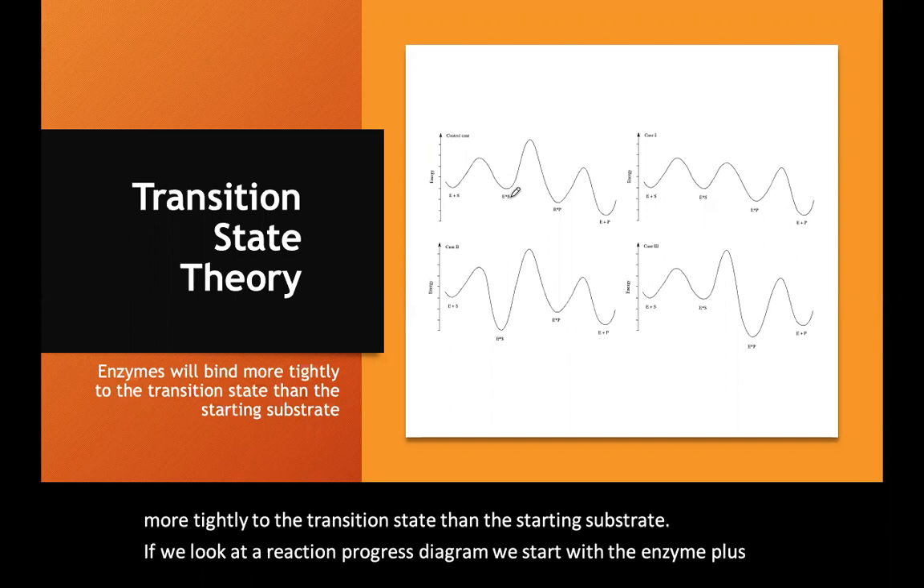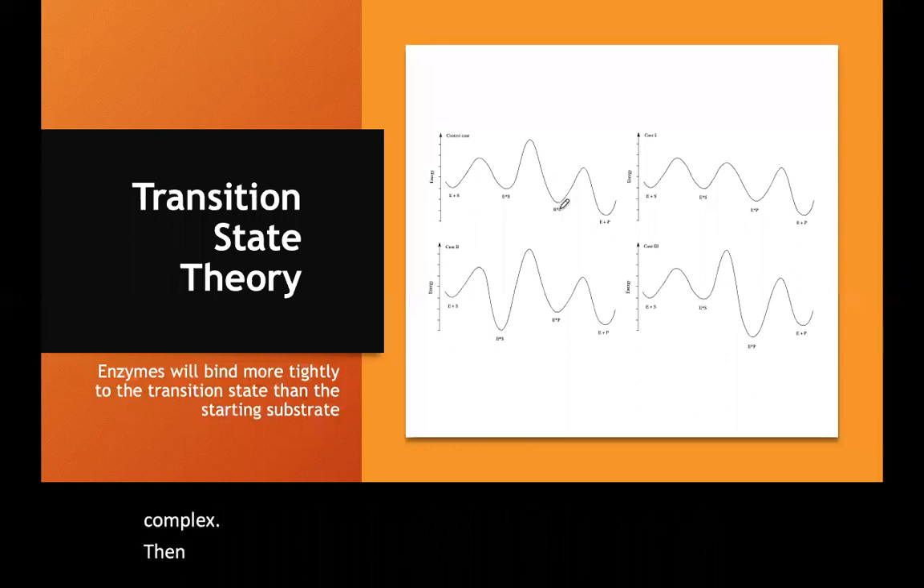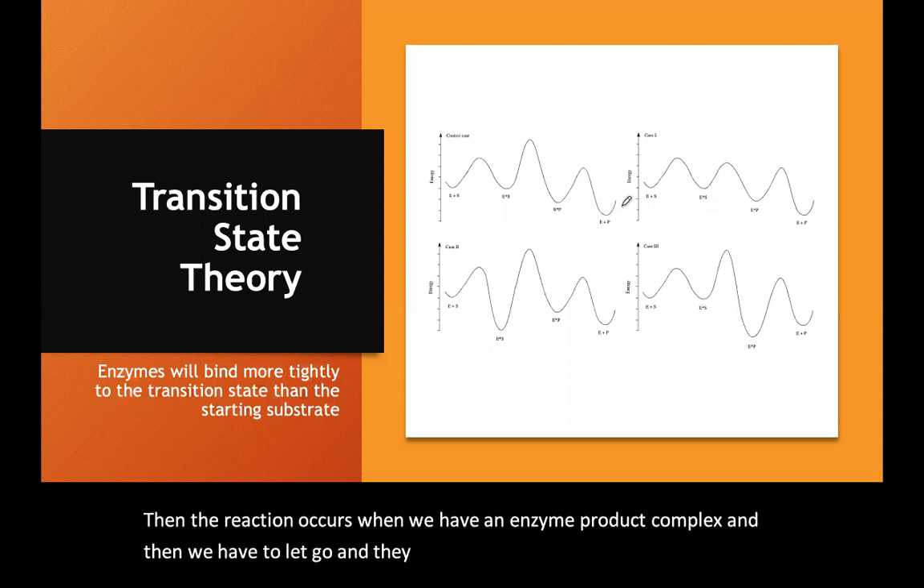They have to come together to form the enzyme substrate complex. Then the reaction occurs and we have an enzyme product complex. And then we have to let go and the enzyme releases the product.